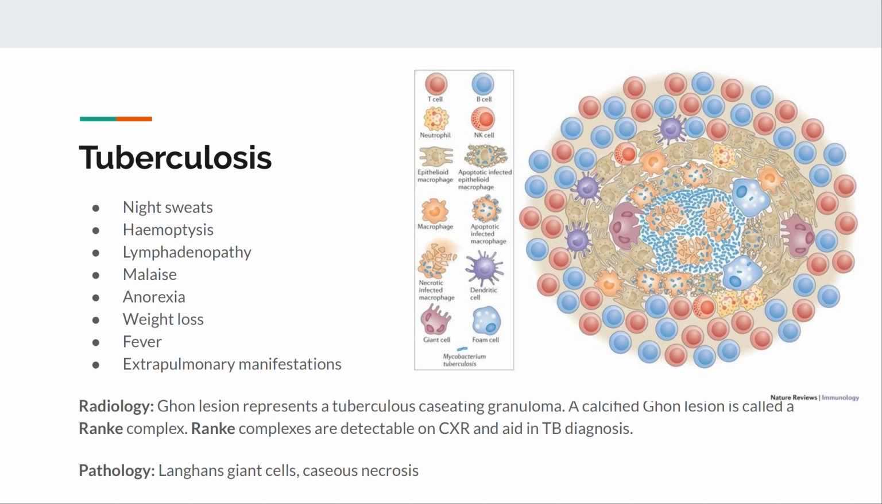In terms of radiology, these granulomas, when they get big, are called a Ghon lesion or Ghon complex. And when that calcifies, it becomes a Ranke complex. So a Ranke complex and a Ghon complex and a TB granuloma are all the same thing, just at different stages. And Ranke complexes, because they're calcified, can be seen on a chest x-ray and help you to diagnose TB. And in terms of pathology, make sure you know the different kinds of necrosis and that this causes caseous necrosis, and that the giant cells of a TB granuloma have the Langerhans morphology.